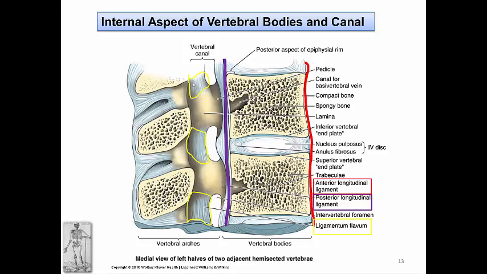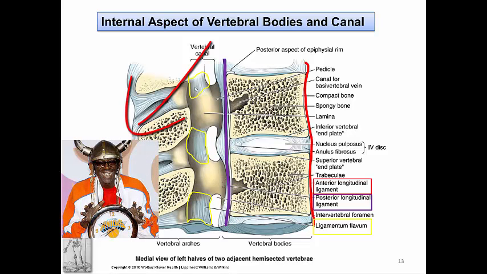Then we have here the ligamentum flavum, which is yellow, hence the name. They cover the lamina of the vertebral canal, and they are important to protect the IV discs during sudden flexion of the column. They also assist with straightening the back after flexion. As a memory device to remember which one's the ligamentum flavum, just think of ligamentum flava-flav.